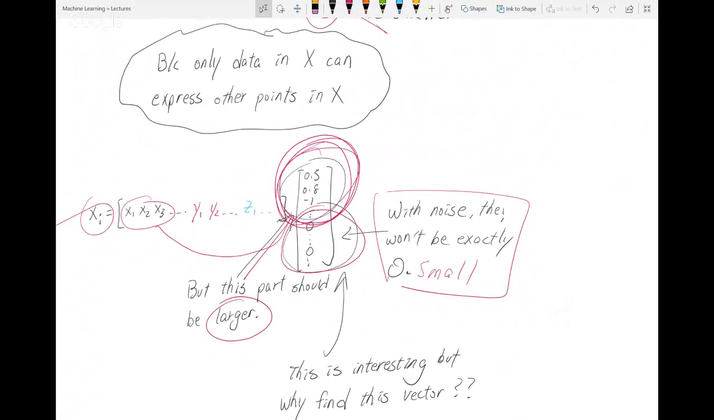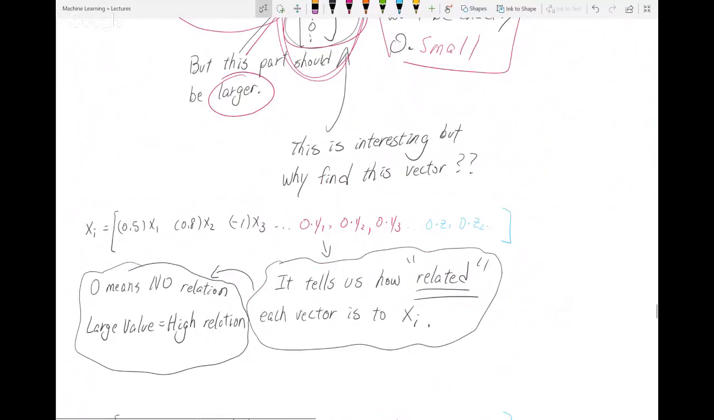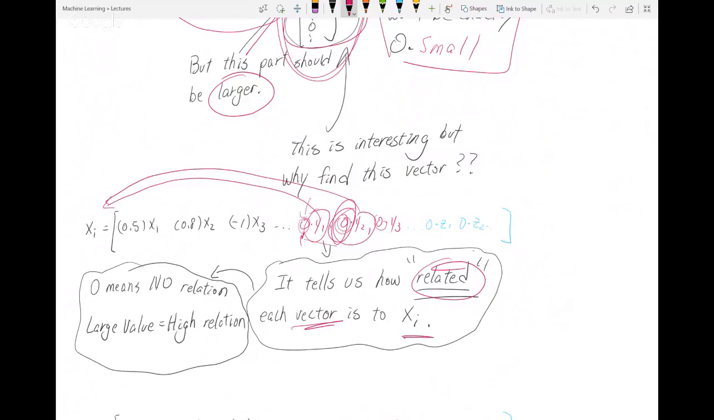Now this is interesting. Why are we doing any of these? Why do we care to find this? Well, think about it. These weights here, 0, 0, 0, tell us how related each vector is to xi. So y1, because it's 0, tells us that it's not related to this at all. y2, similarly, got a 0, so it's not related to this. None of these are really related. As a matter of fact, these ones are related.